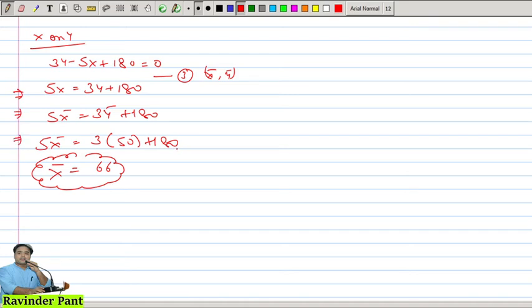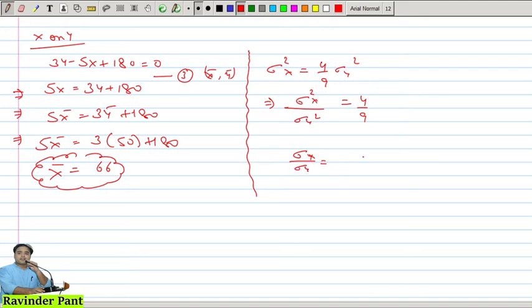X bar is here. It means mean marks is given. Also, another point is given in the question, which says that variance of x is equal to 4 by 9 of variance of y. So we can say that this ratio is equal to 4 by 9. So standard deviation of x upon standard deviation of y will be under root of this, and under root of 4 by 9 will give you 2 by 3. So you have this.